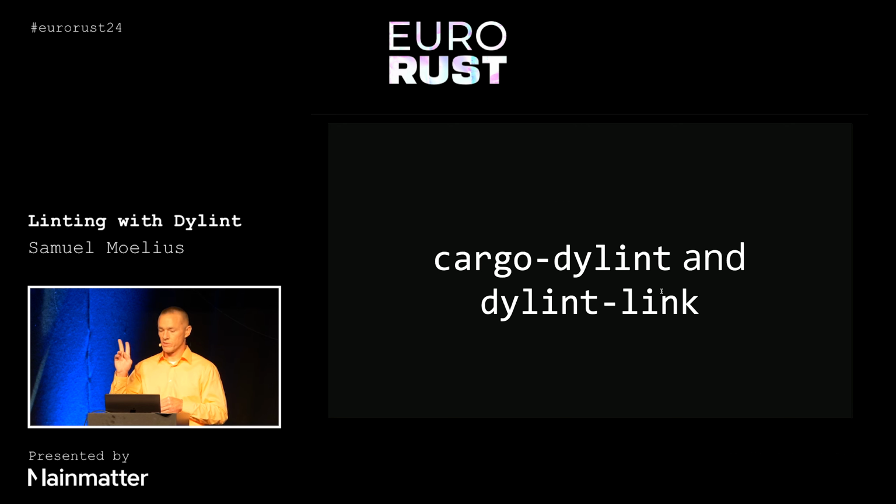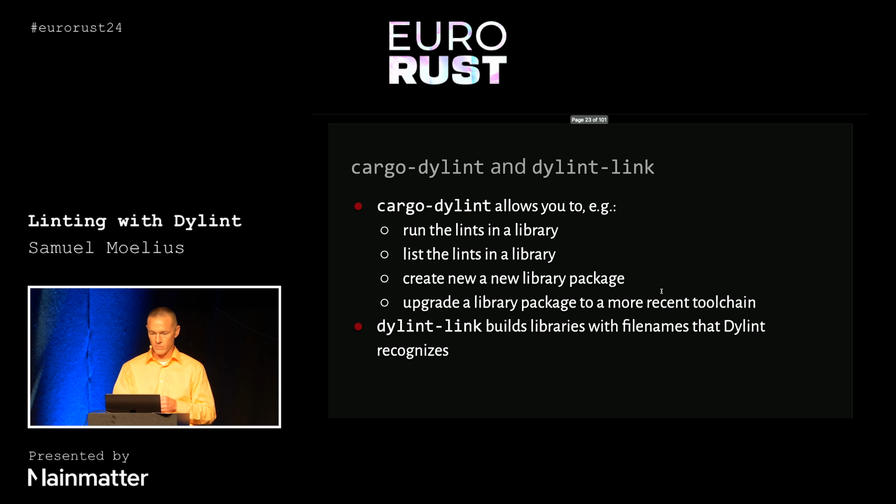So as I mentioned, when you install Dylint, you normally install 2 commands, cargo Dylint and Dylint link. So now let me explain what these are and what they do. So cargo Dylint is a cargo command. It's the way you normally interact with Dylint libraries. It allows you to run the lints in a library, list the lints in a library, create a new library package, or upgrade a library package to a more recent toolchain, for example. Dylint link builds libraries with file names of a particular form, which, as I'll explain, Dylint expects the libraries to have, and I'll go into that now.